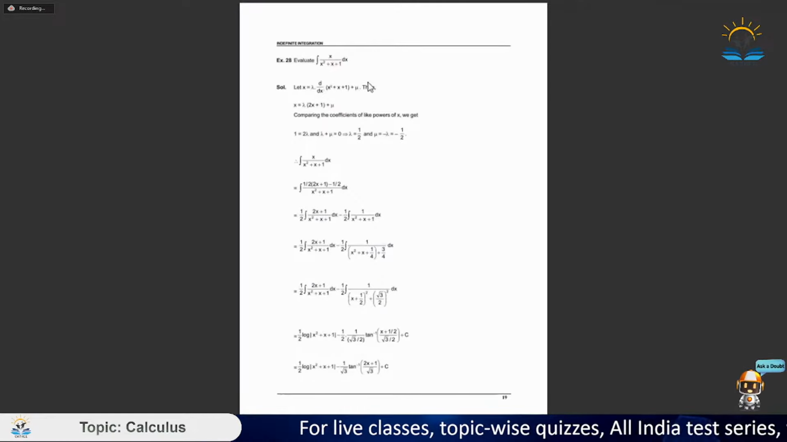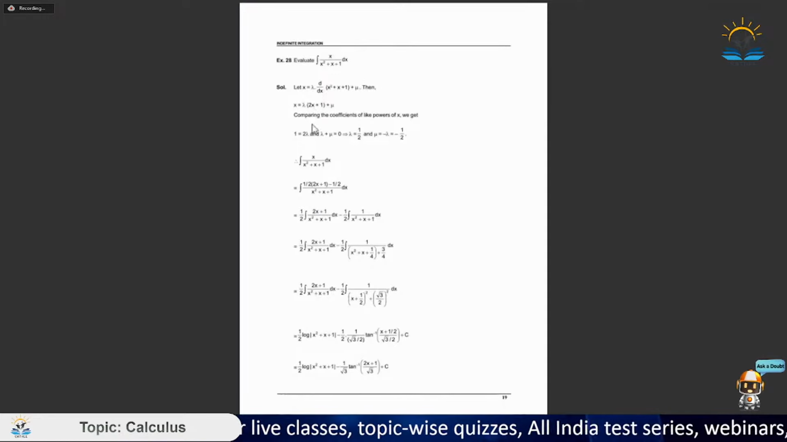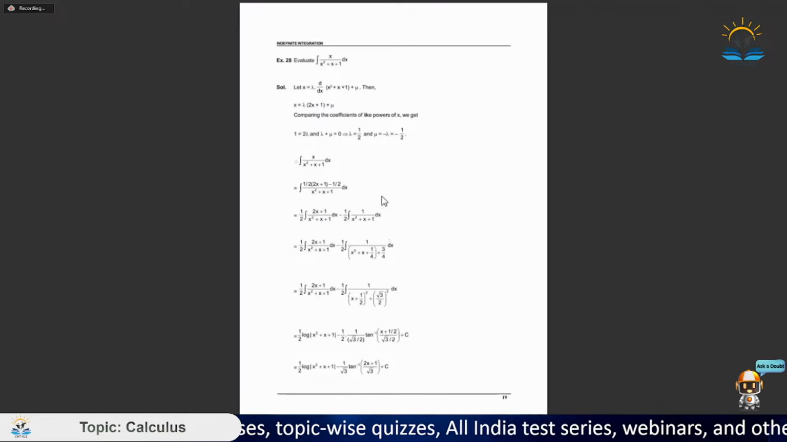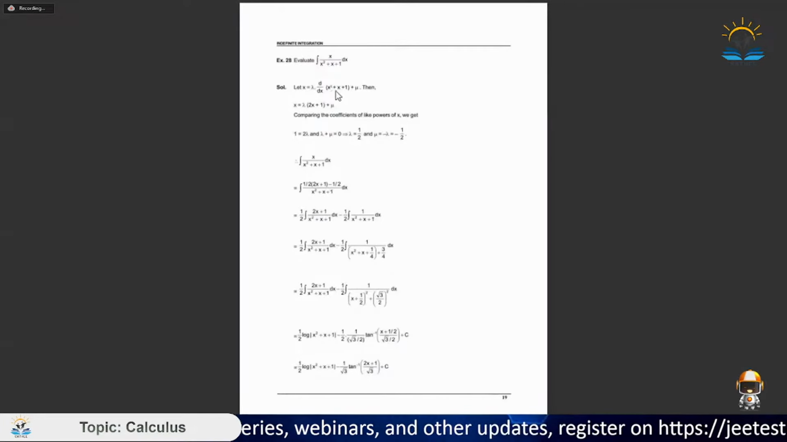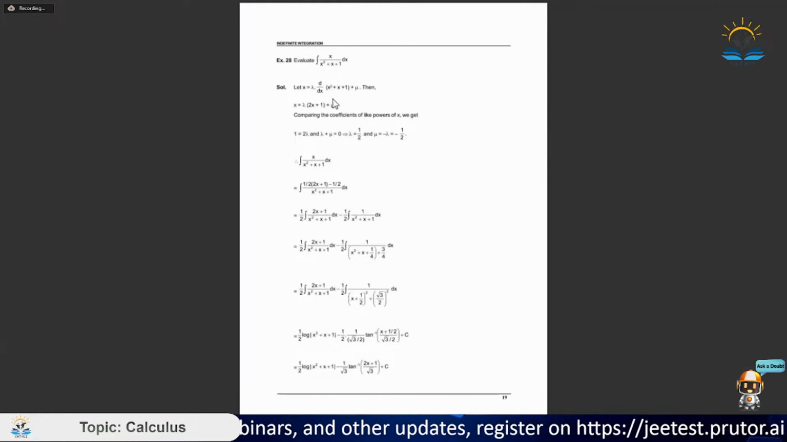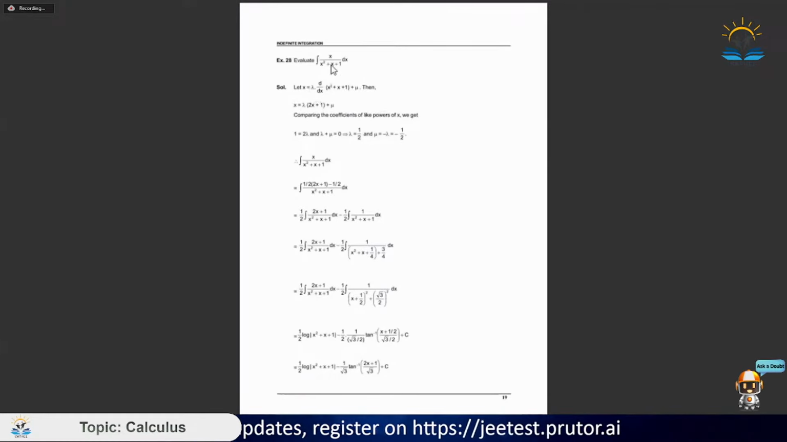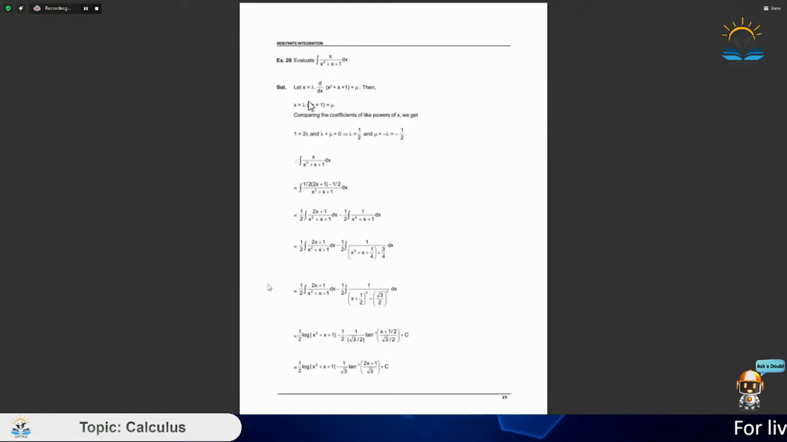Substitute this above linear term by lambda times the differentiation of the denominator plus mu, that is lambda f dash x plus mu. So you will have to learn this form.